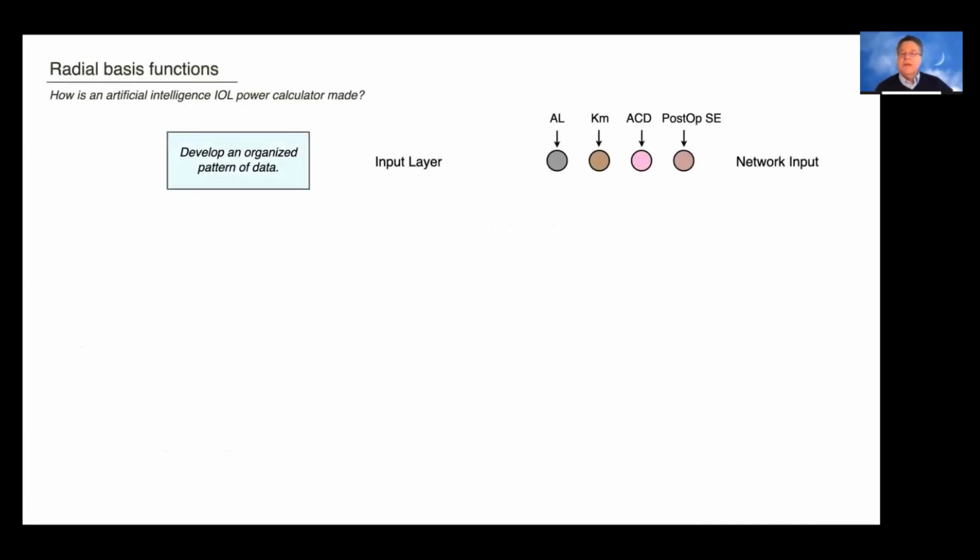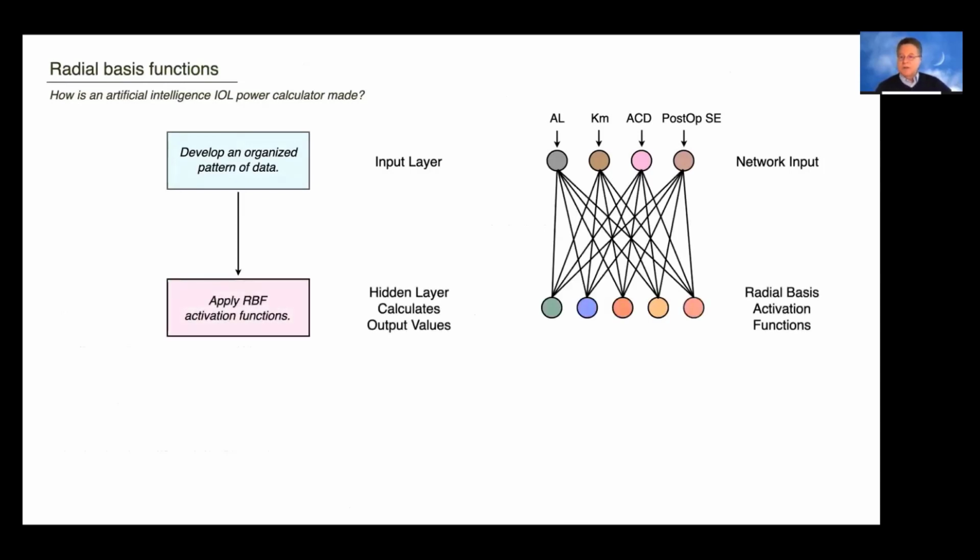Well, basically we have our data now, and we know what we want to use. So we developed this organized pattern of data. We run it through the artificial intelligence algorithm and apply our activation functions. In this case, it's a radial basis function. It's just a method. It's an engineering-based statistical model that allows us to come up with the right answer.